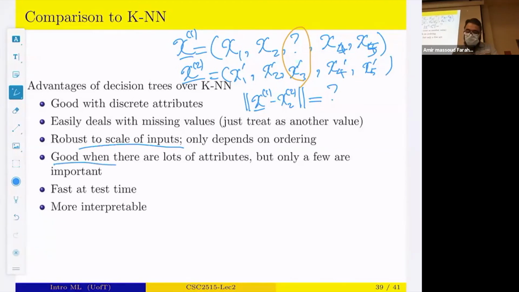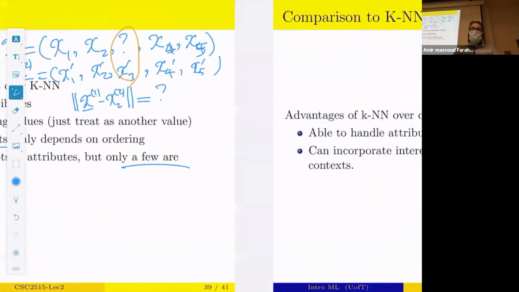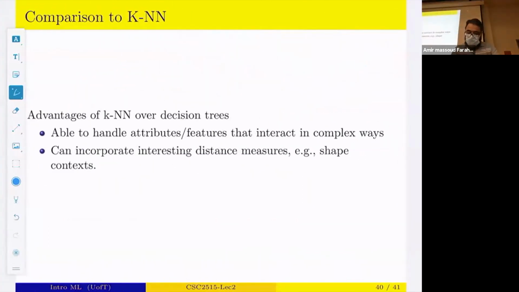Also, I think in practice, it's good when there are a lot of attributes, but only a few of them are important for making a decision. So that's another good property of it. But KNN can't easily deal with that because if you have a lot of variables, it needs to compute the distances between them. And at least in the basic way that they describe, you compute the Euclidean distance. You don't give special weight to certain dimensions. At test time, it is fast, and it is more interpretable compared to KNN. I guess I talked about that.